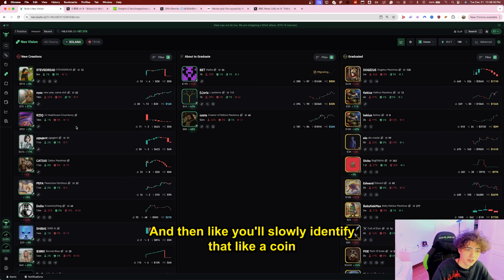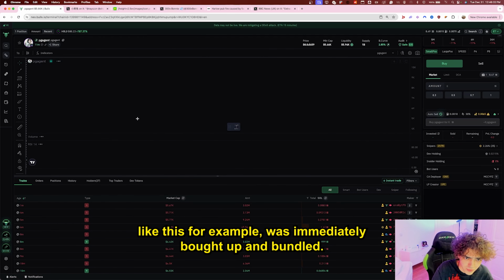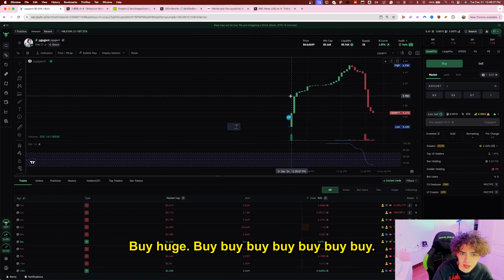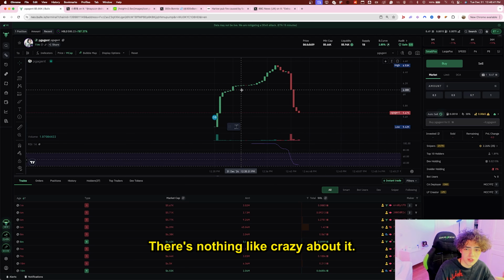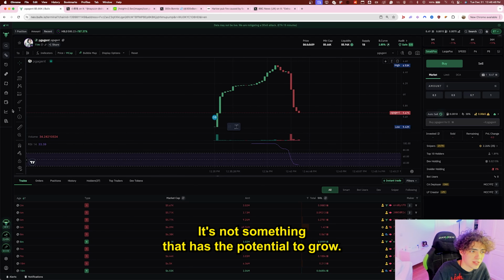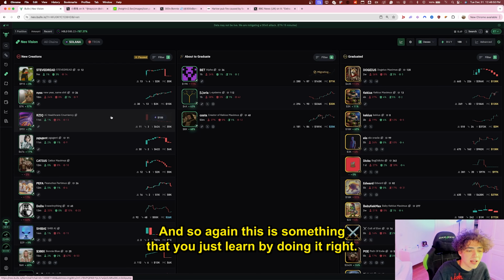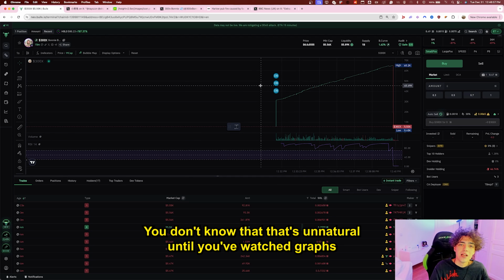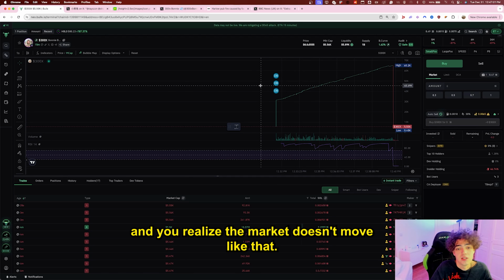And then you'll slowly identify that a coin like this, for example, was immediately bought up and bundled. Look, it's huge buy, buy. There's no selling. There's nothing crazy about it. So automatically the graph is kind of unnatural. It's not something that has the potential to grow. And again, this is something that you just learn by doing it, right? This coin, going back to it, look at how unnatural this graph is. You don't know that that's unnatural until you've watched graphs and you realize the market doesn't move like that.